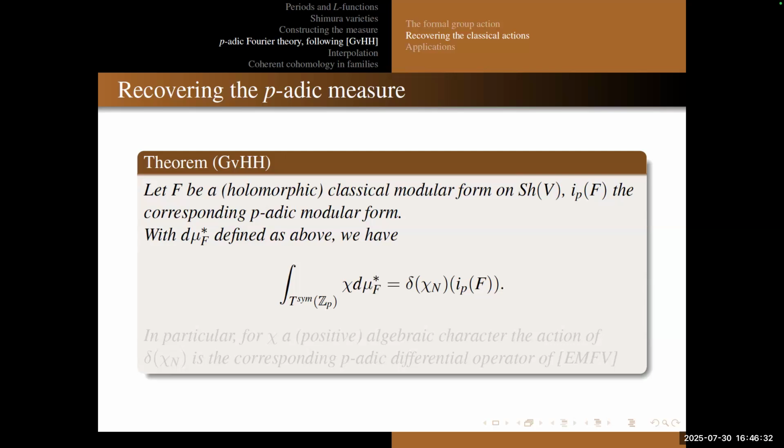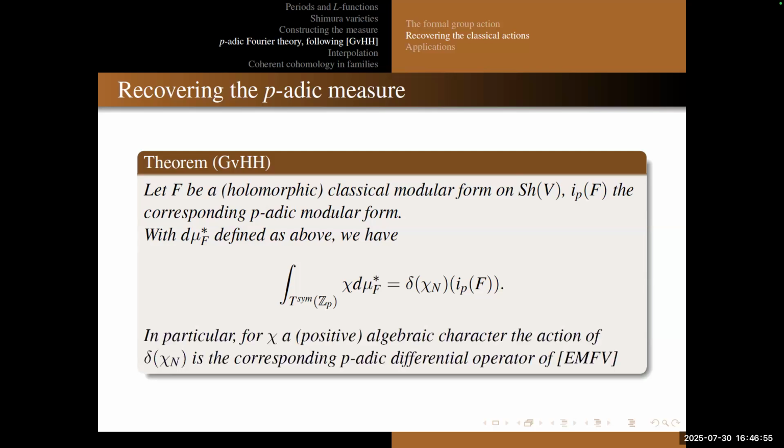The measure that I described previously, evaluated at the character chi, is none other than the action of this chi sub n on the p-adic modular form, except I've now used inconsistent notation. Capital F has now been reassigned to the original classical modular form. In particular, for a positive algebraic character, the action of delta of chi sub n is the corresponding p-adic differential operator. But you get a bonus because now you can calculate the action of the characters of finite order.